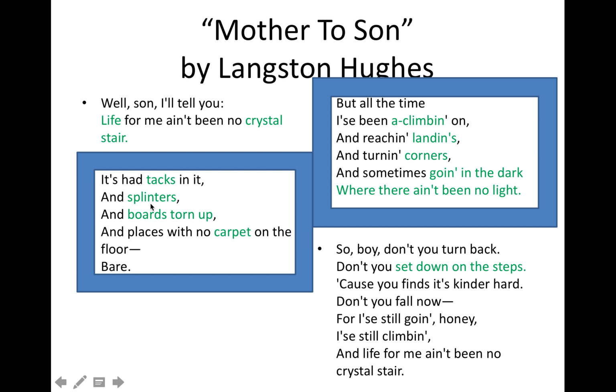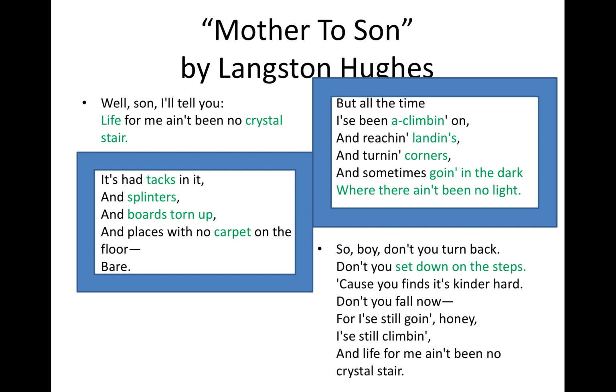It's had tacks in it and splinters and boards torn up and places with no carpet on the floor bare. So I made green the tacks and splinters and boards torn up and carpet because those are metaphors for the problems or the not problems. So no carpet would be problems. Carpet would be like a cushion, something to fall on. Boards torn up, splinters, tacks, those would all be things that hurt us, right? If we were walking on this floor.